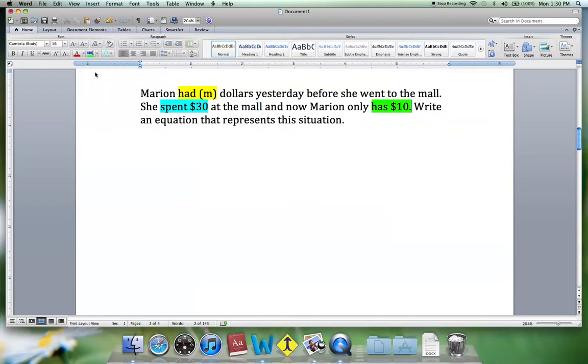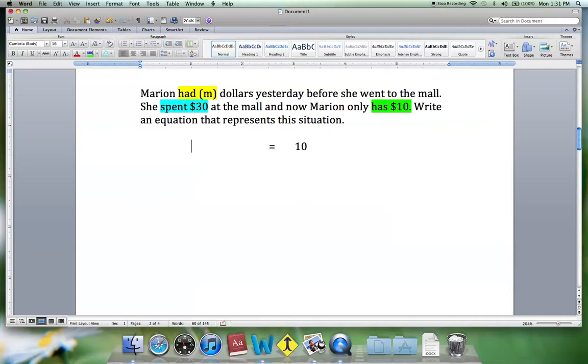So let's think about this for a second. You have some cash in your wallet. You go to the mall. You spend some money. And now you look at the cash in your wallet again. You should have less cash because you spent some of that money. So she spent $30 of however much cash she had. Now notice that it says she had M dollars. We don't know how much money she had, but we know that she spent $30 of that. And now she only has $10 left. So we do want to have equals 10 because that's how much money she has left.